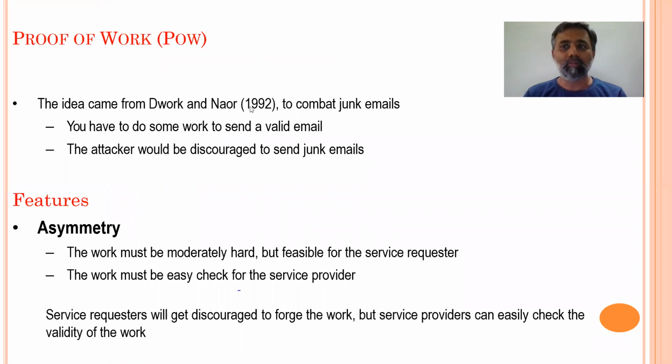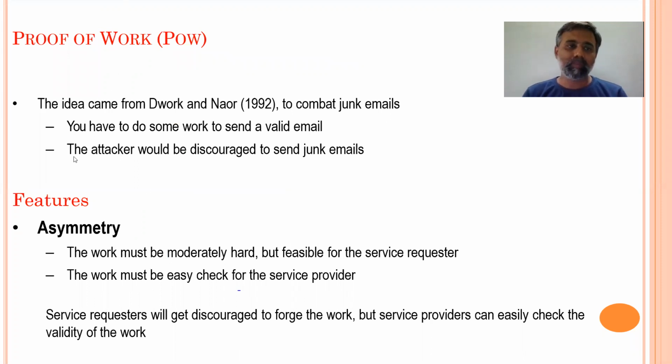The idea of proof of work came in 1992, and it was for avoiding junk emails. The idea was that whenever we want to send an email, we have to do some work, and definitely it will avoid junk emails. The sender of junk email will be discouraged because they have to do some work, and only then will that email be sent.